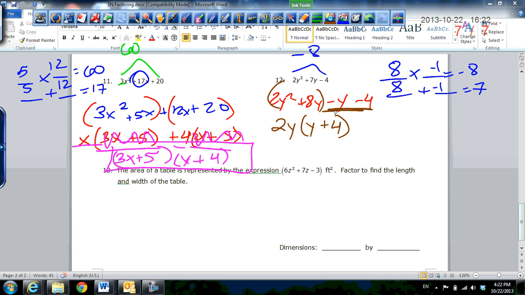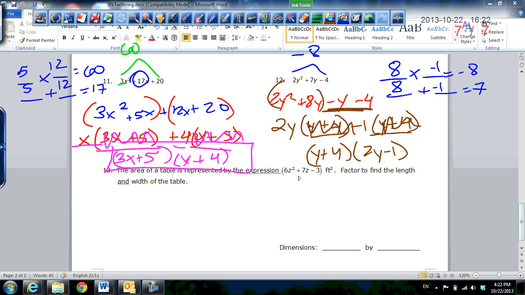What can I take out of the next two? -1. So I'm left with y plus 4. Two things that match, we rewrite it once, y plus 4, and then 2y minus 1. After we write the things that match, we cross them out. What's left over? 2y minus 1.